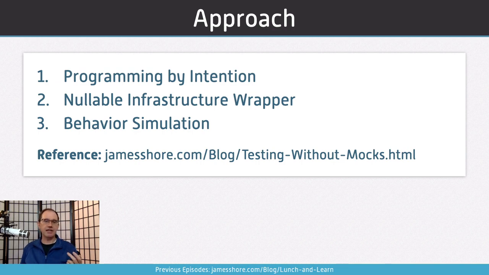Now, we talked about this last week, and if you missed last week's episode, or if you want to learn more about the things we're talking about, you can find all the previous episodes right down here, jamesshore.com/blog/lunchandlearn. Last week, we started this. We built the initial server. The week before that, we talked about testing without mocks. There's lots of other good episodes there, so go ahead and check it out. So again, this week: programming by intention, nullable infrastructure wrapper, behavior simulation.